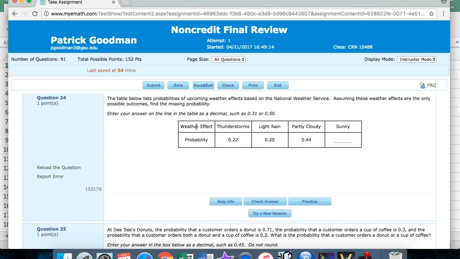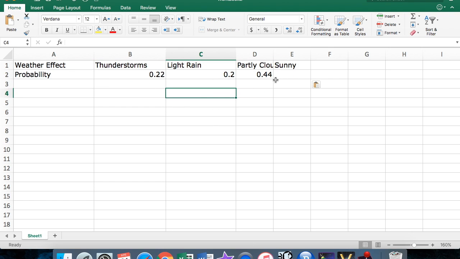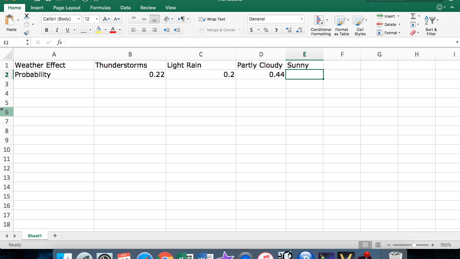This one's easy. So here is a probability distribution table. We have to find the missing probability. You just have to know what this is. So the probability of a thunderstorm is 22%, light rain 20%, partly cloudy 44%. What does that leave for sunny?